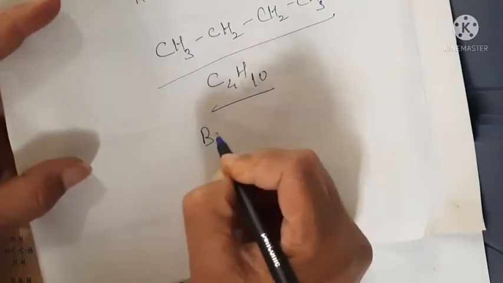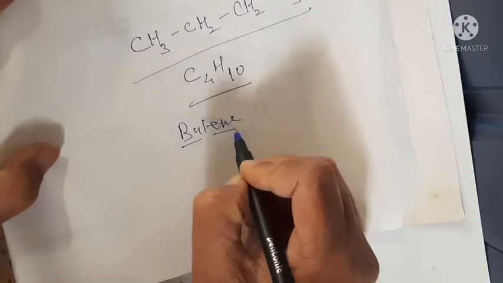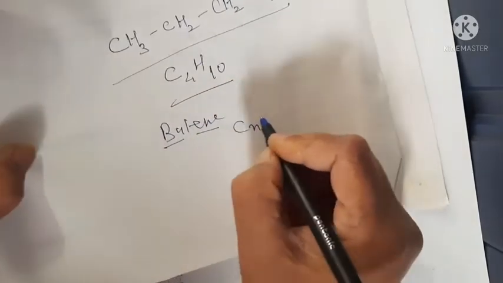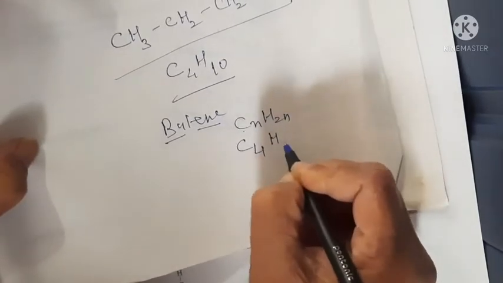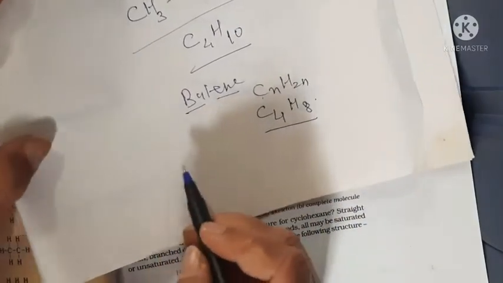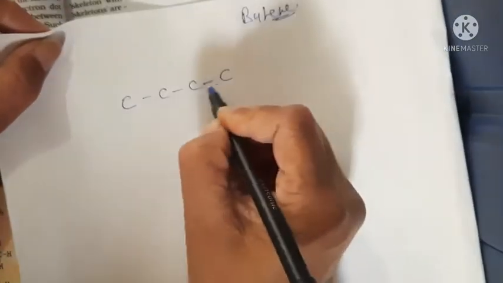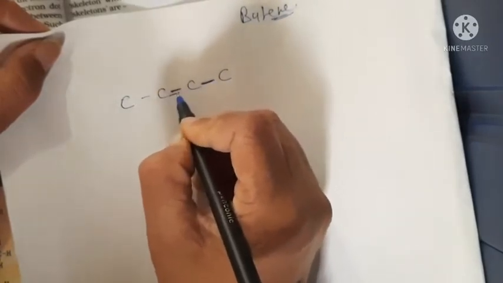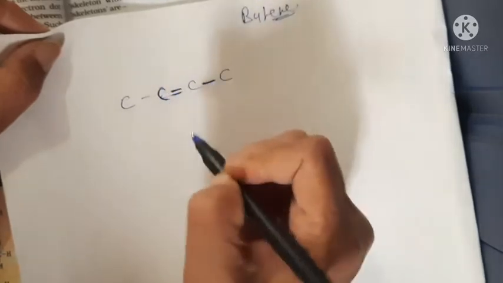And if it is butene, butene means 4 carbons plus it is an alkene, so there is a double bond. What is the general formula of alkene? CnH2n. So if it is carbon atom 4, this is C4H8. Now here again you have to draw 4 carbon atoms, 1, 2, 3, 4, and it is butene. Ene means double bond, so let me place the double bond between these 2 carbon atoms.